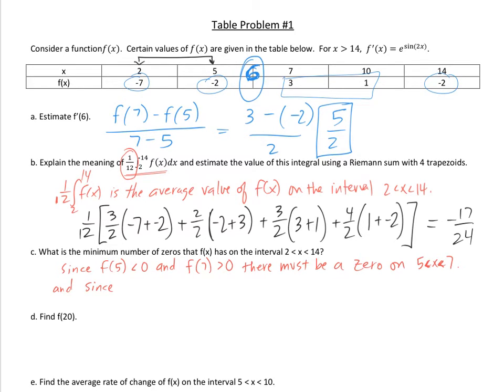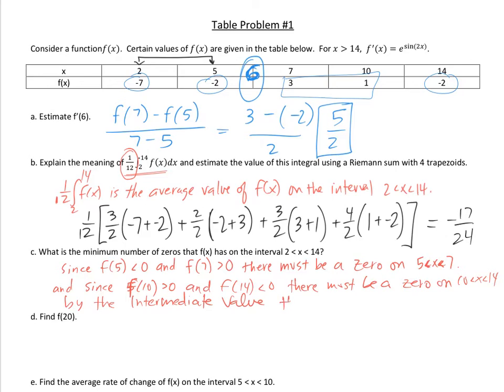Since f of 10 is greater than 0, and f of 14 is less than 0, there must be a 0 on the interval 10 to 14, both of these by the intermediate value theorem. Okay, so make sure you get the words intermediate value theorem in there, because that's the theorem we're using, and that's the kind of vocabulary that you need to include in your answer.